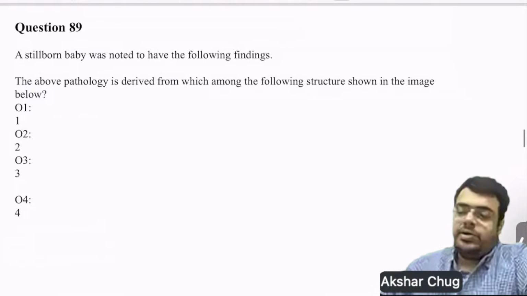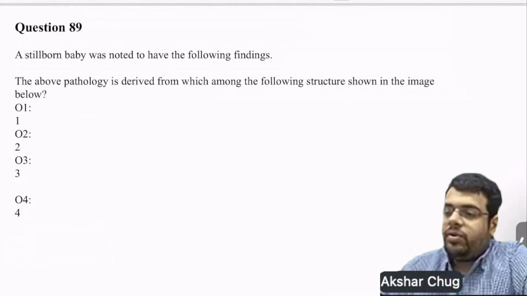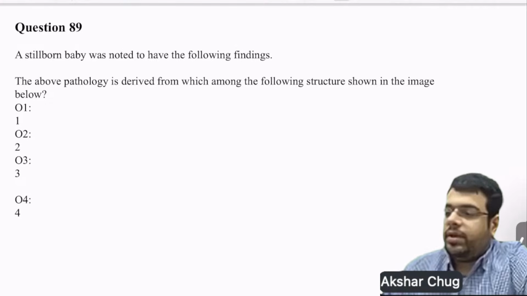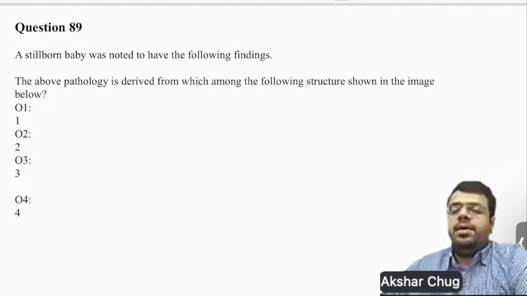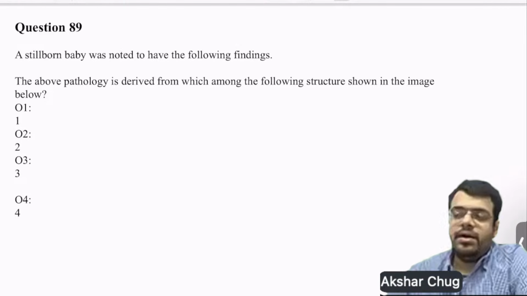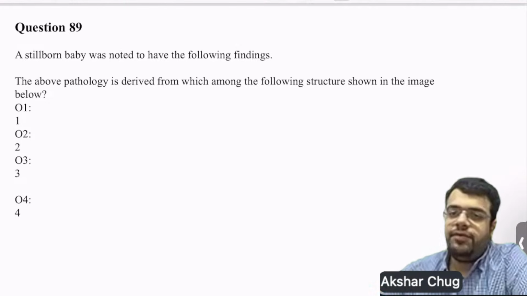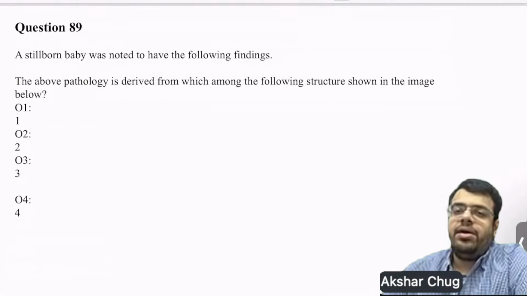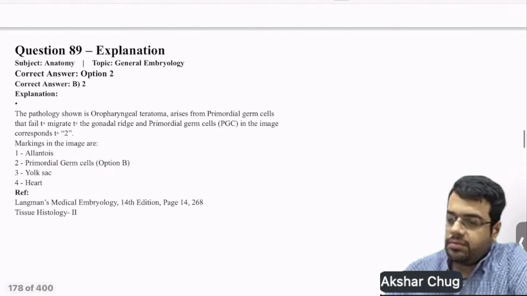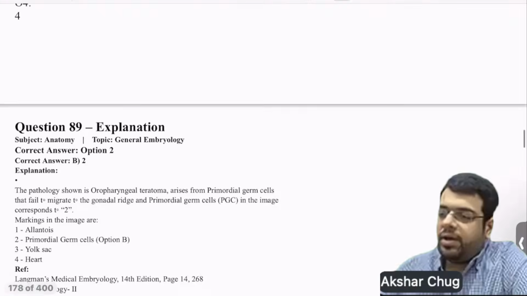Moving on to question 89. A stillborn baby was noted to have the following findings. The above pathologies derived from which of the following structures shown in the image below? As far as I remember, the image showed the baby having the peeling up of the superficial epithelial layer, and the most resemblance was with... okay, so that is a different question.